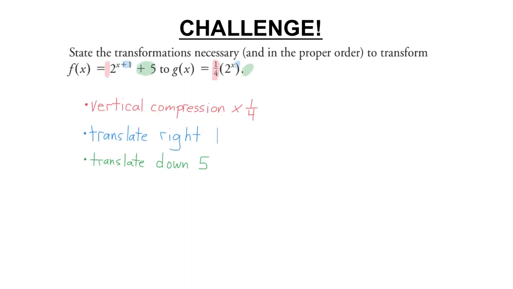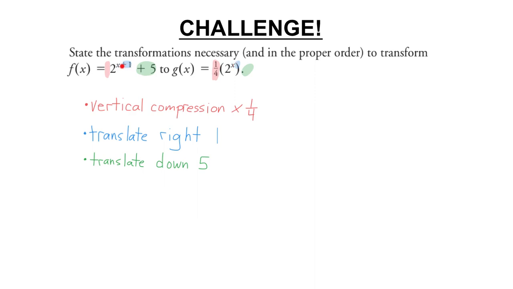So this takes some noticing. Compare your a values. Well, it's a 1 in the parent function. Now it's a 1/4, so you've vertically compressed by a factor of 1/4. Here you have in blue, you notice the d value. It's x plus 1 in the exponent. Now it's just x.